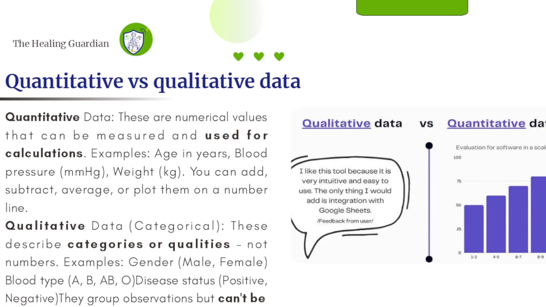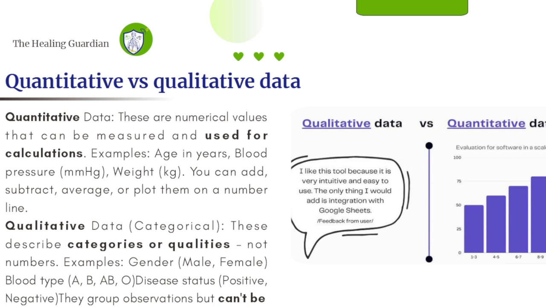Data can be categorized into mainly two. Is it quantitative or qualitative? Quantitative data are numerical values that can be measured and used for calculations, meaning we are representing them in numbers or figures. You calculated age, you record it in figures. Blood pressure in figures, weight in figures. So one of the key identifiers of quantitative data, it is numerical in nature. And number two, it can be used in calculations.